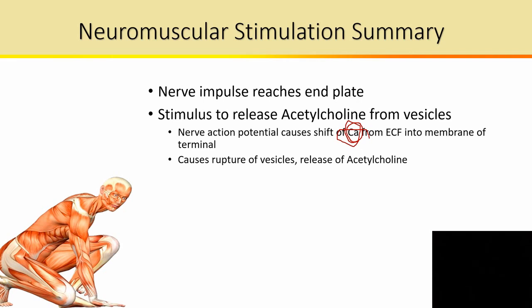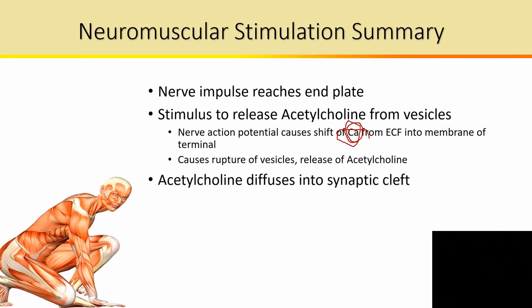So calcium is one of the triggers. When that electrical signal gets down to the terminal end of the nerve, it causes a shift of the calcium from the extracellular fluid in the end of the nerve into the membrane of the terminal, which then allows the acetylcholine to be released into that synaptic gutter or synaptic cleft to be able to stimulate the sarcolemma.